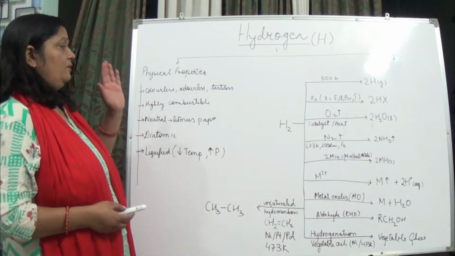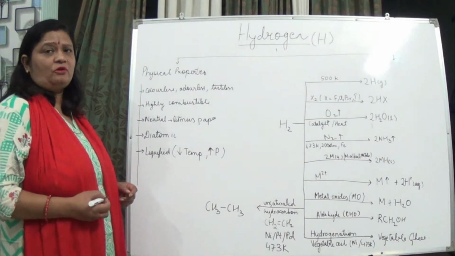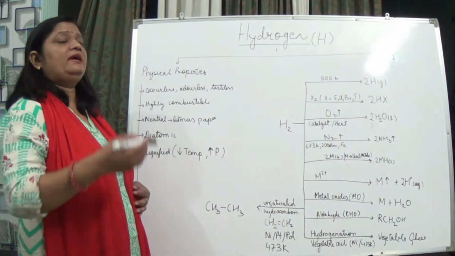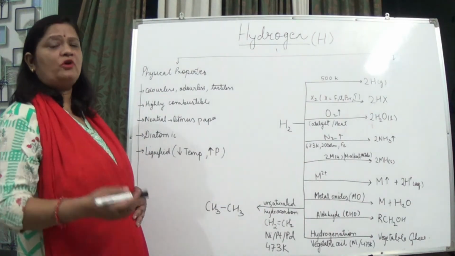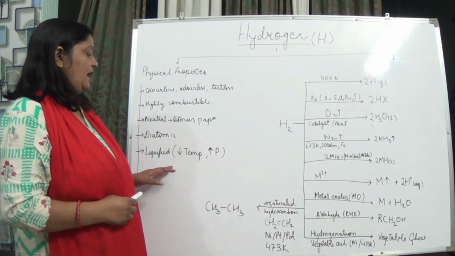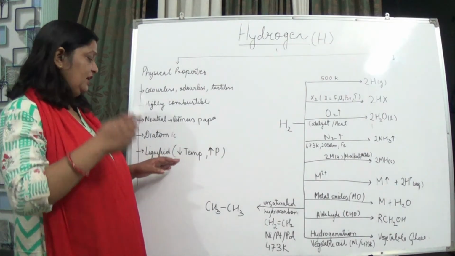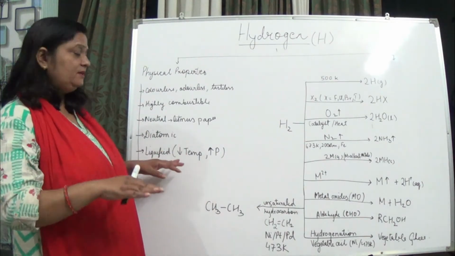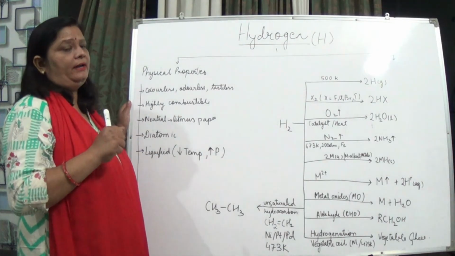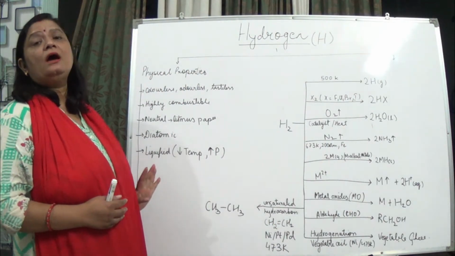Now if we talk about hydrogen, it occurs in a diatomic form. Why? Because it has one electron in its valence shell. It reacts with hydrogen itself to form what? H2 molecule, so it becomes diatomic in nature. And this hydrogen gas can be liquefied if we lower the temperature and make the pressure high, then this gas can be liquefied and we can get liquid hydrogen.